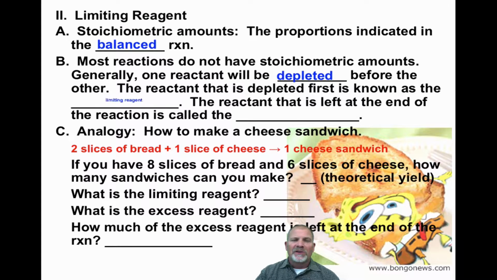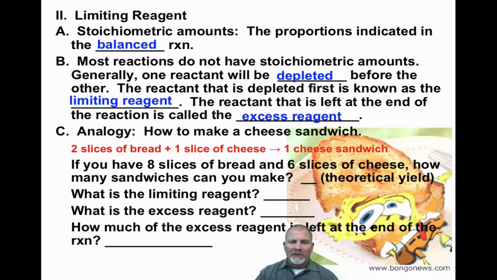A couple of key terms you need to know: limiting reagent and excess reagent. Limiting reagent is the key reagent because everything is based upon the limiting reagent. The limiting reagent, just like the name implies, limits everything. Not only does it limit the other reactant, but it also limits the products that can be formed. The excess reagent is the reagent that you have more than you need.